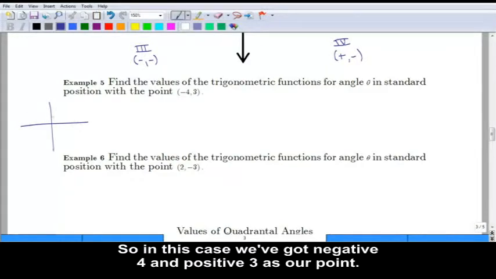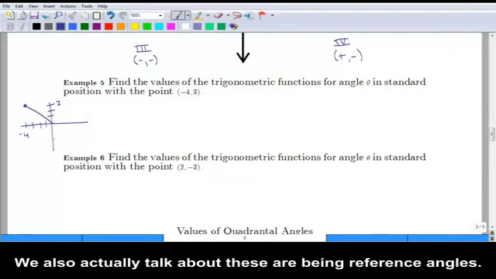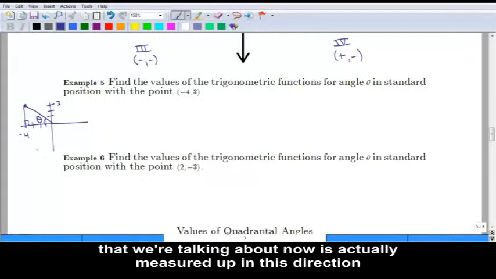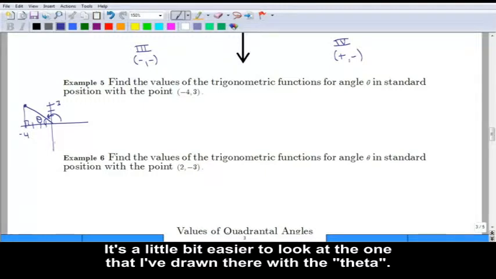So in this case, we've got -4 and +3 as our point. And again, we can draw over here. We also actually talk about these as being reference angles. We are always making our triangle with the x-axis, so the theta that we're talking about now is actually measured up in this direction, or you can think about it from this direction, but to think about it as a triangle, it's a little bit easier to look at the one that I've drawn there with the theta.